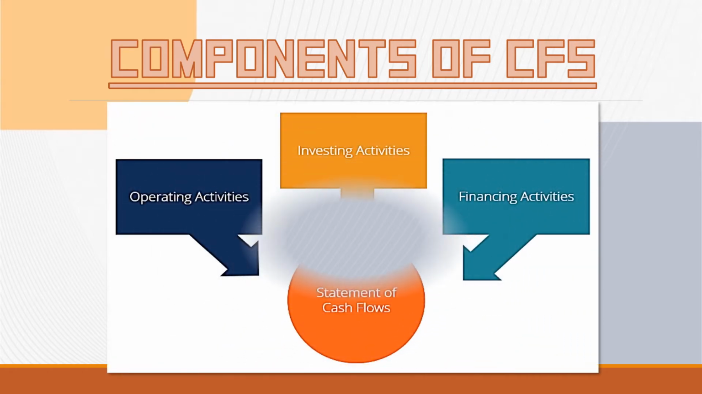What makes up the CFS? Business activities that affect cash balance are categorized into three components: the operating activities, financing activities, and investing activities. These make up the statement of cash flows.